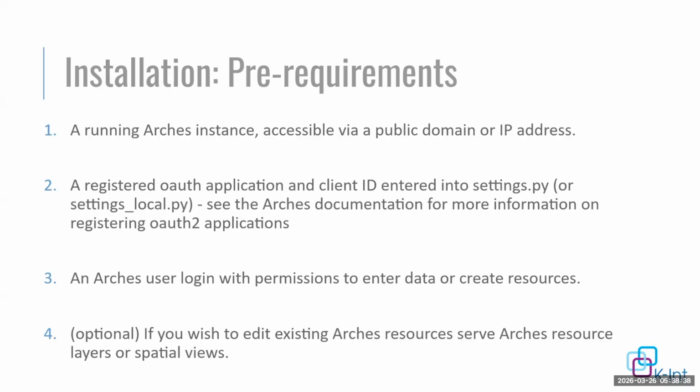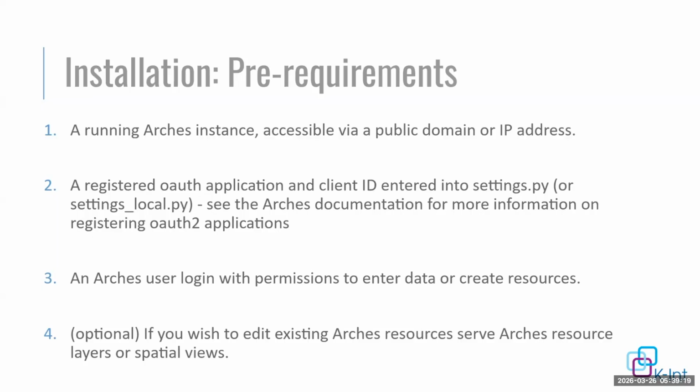Once you've created an OAuth application, you then copy what's called a client ID into your settings.py file. That might sound confusing, but the Arches documentation is very good on this bit. So any confusion, hopefully the Arches documentation will sort you out there. And once you've registered the OAuth app, all you now need is a user, an Arches user, preferably with permissions, because the Arches QGIS plugin reflects the permissions that your Arches user has. So if maybe you're a volunteer who doesn't actually have access to create brand new resources, the plugin is not going to let you in.